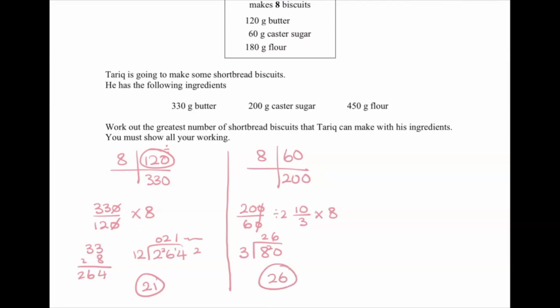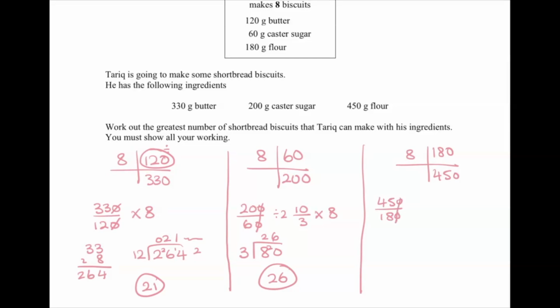Now it doesn't matter that that's greater. I don't have enough butter to make 26. So 21 at the moment is the greatest number that I can make. But I've got to check in with the flour next. So my fact is that 8 shortbreads can be made from 180. I've got 450. Setting it up in exactly the same way, dividing through by 10.